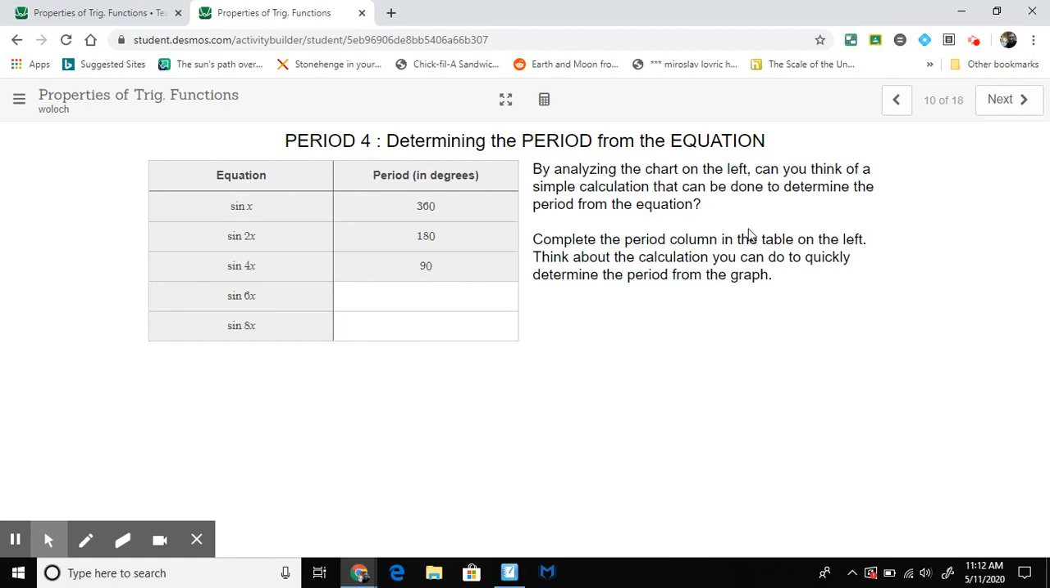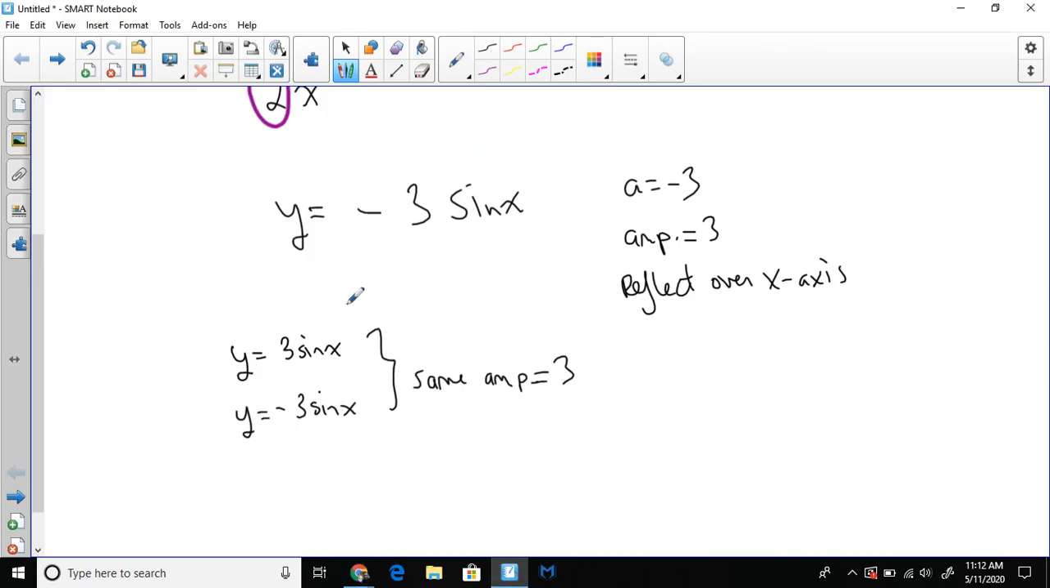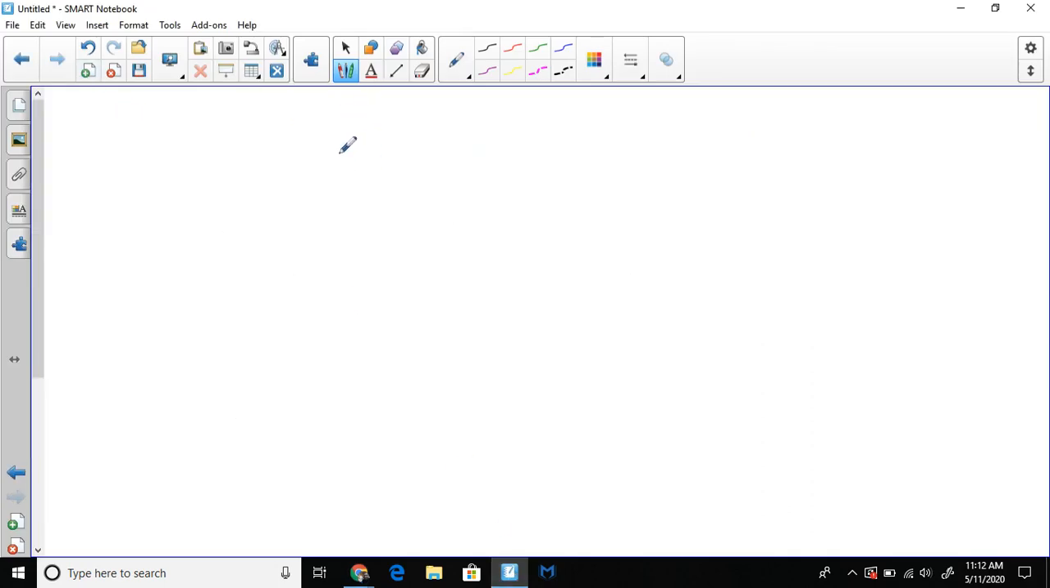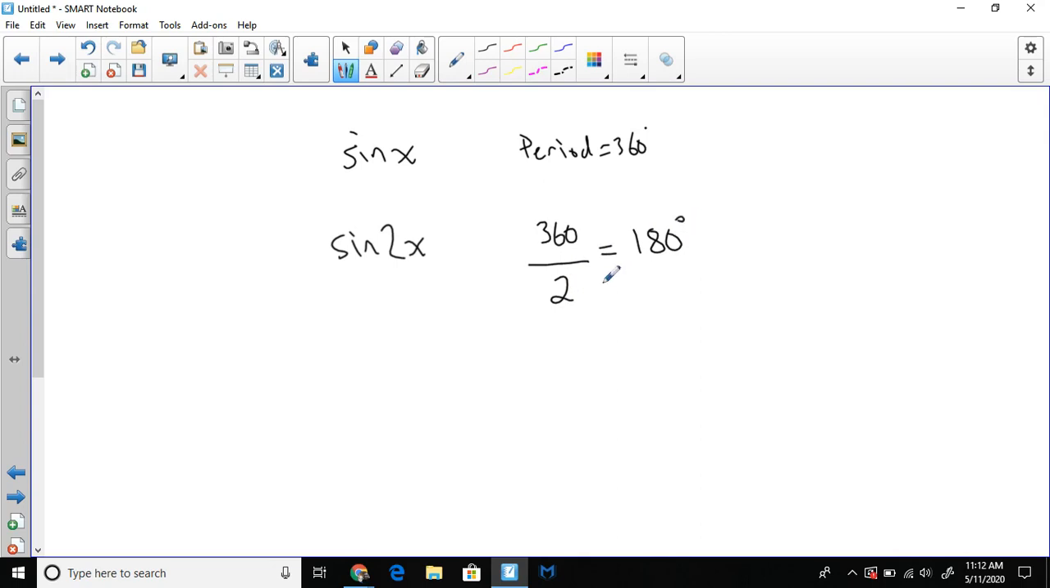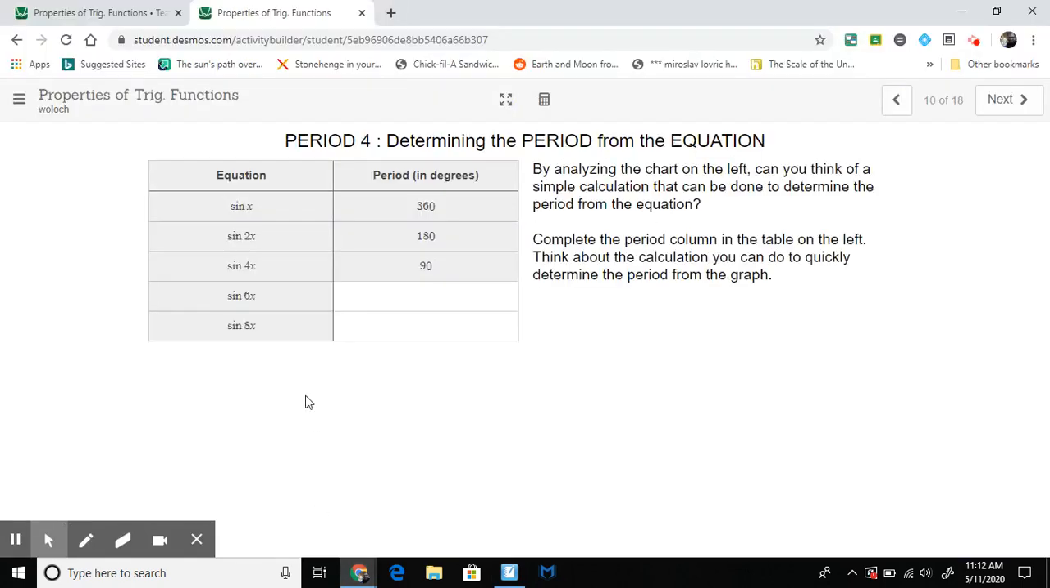Now, by analyzing the graph, how do we determine the period? If it's difficult to notice the pattern, we can say, if I have sine of x and sine of 2x, sine of x has a period of 360. We know that. This one, if you look at the graph, is a horizontal compression by 2. So if I take the period of sine of x and divide it by 2, I get the period of sine 2x.